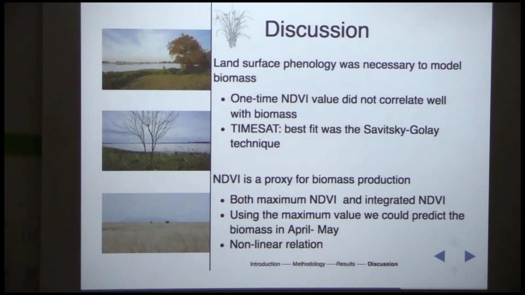Why we choose to use the maximum value is because with the maximum value, we could have the predictions of the biomass around the month of April, May, and if we use the integrated value, we have to wait till the end of the season. We think that it's interesting to have these predictions in the months of April and May. And yet, to say that there is a non-linear relation between these metrics and the biomass production.